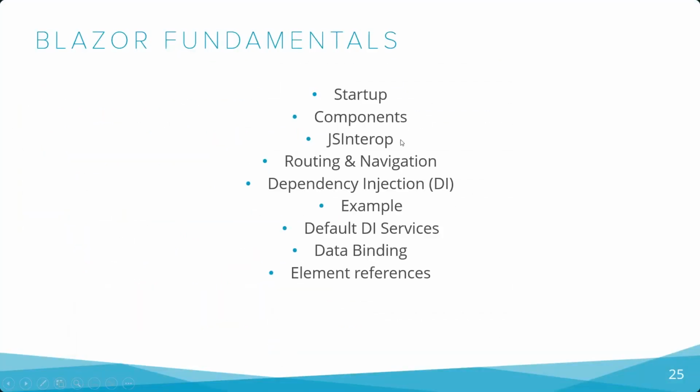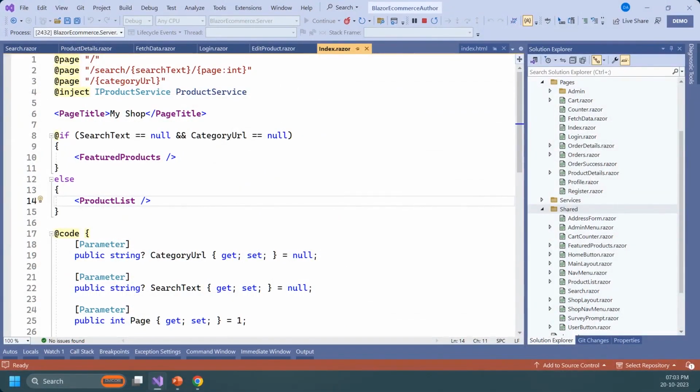The next concept is JS interop, which is interoperability with JavaScript. Okay, so a Blazor app can invoke JavaScript functions from .NET methods and .NET methods from JavaScript functions. These scenarios are called JavaScript interoperability or JS interop.